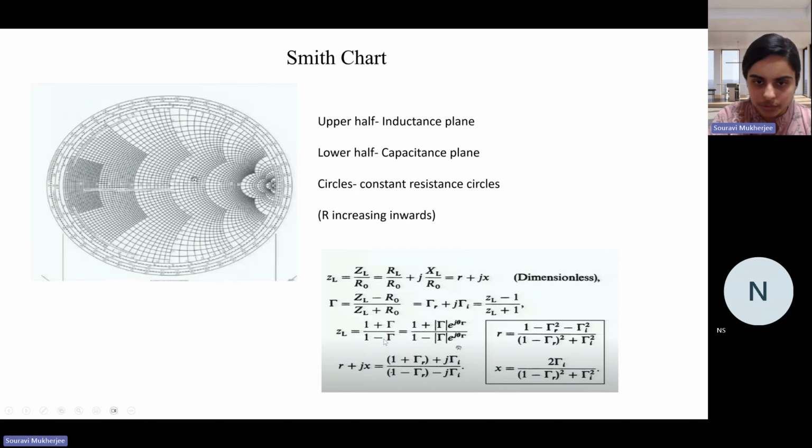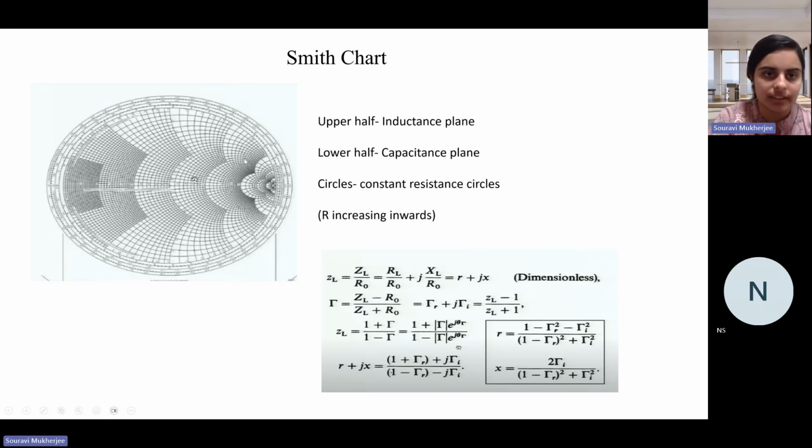And then you expand the reflection coefficient as gamma r plus j gamma i. If you do that, then you get something like this, right? So now it's a complex quantity, and you can do all the normalization and simplification to find out what is the real part and what is the imaginary part, right? So if you do that, what you get is something like this. So this is your real part and this is your imaginary part. Okay.